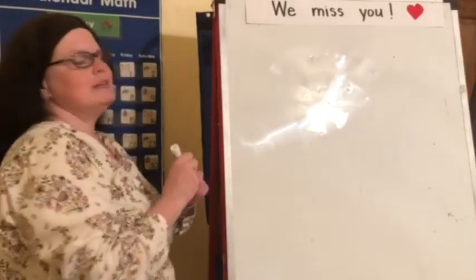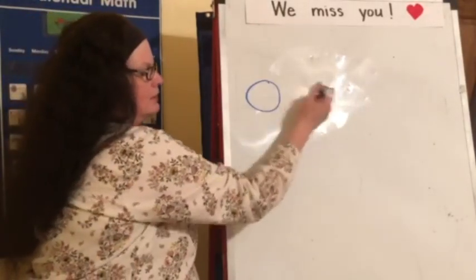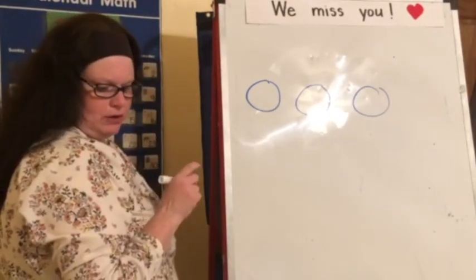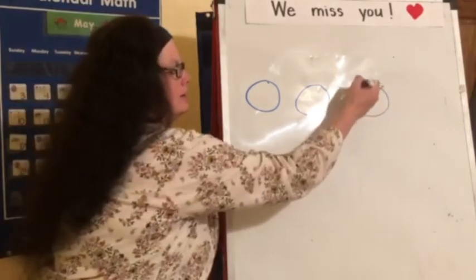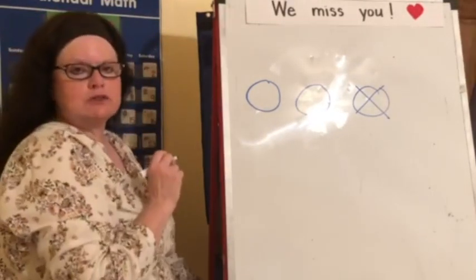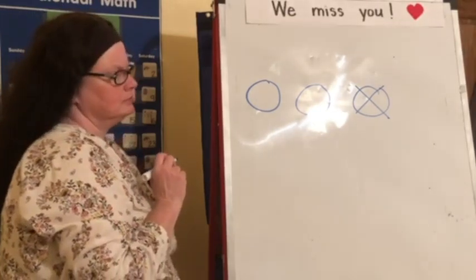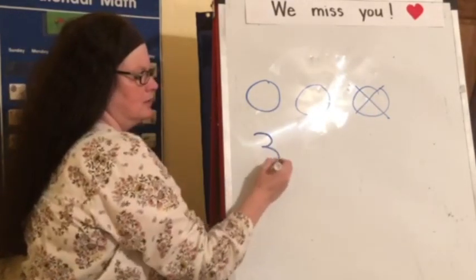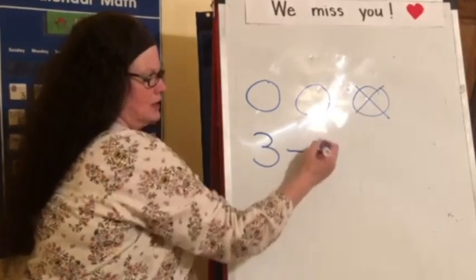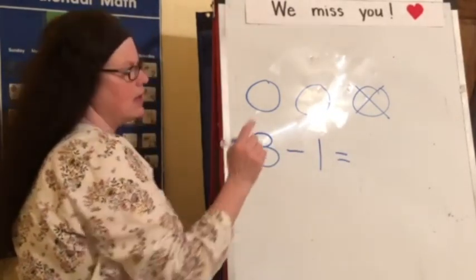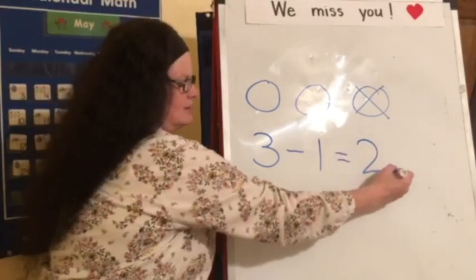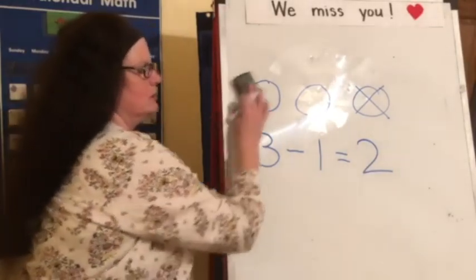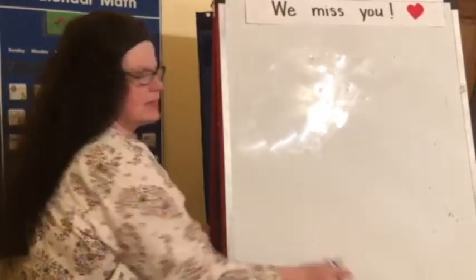This time, we're going to start with 3. Make your 3 circles. And we're going to cross out 1. Can you make the number sentence for me? How many did I start with? Minus, how many did I cross out? Equals, how many are left? Read it with me. 3 minus 1 equals 2. Good job. Let's try one more together.